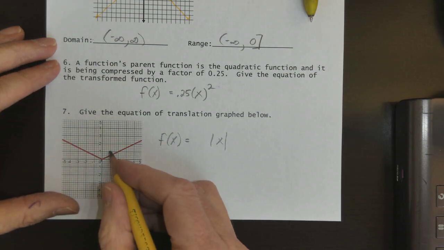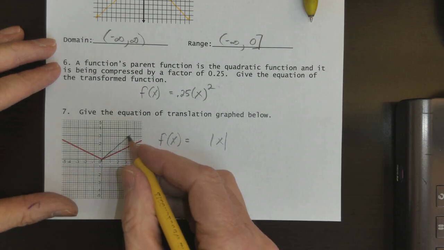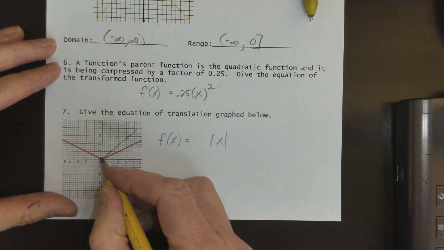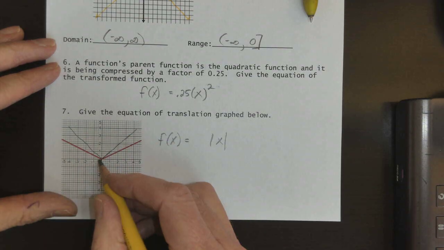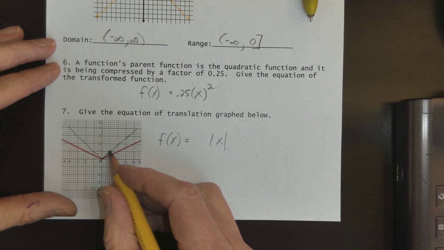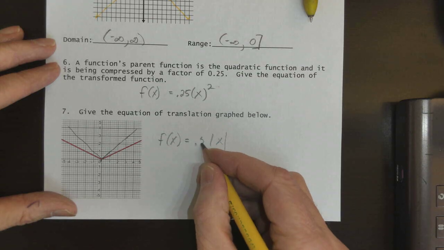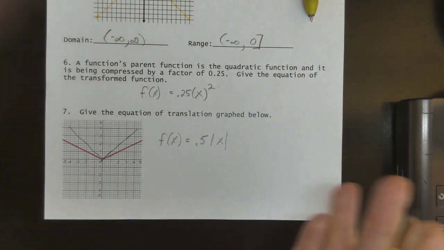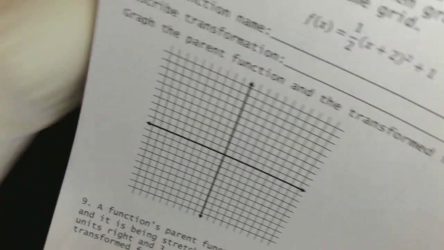But I've got to figure out how much it's being compressed. Normally the parent function would go 0, 0, 1, 1, 2, 2. This is what the parent function would do. Well, instead of going over 1 up 1, it's going over 1 up a half, it looks like to me. So half of that. So it's being compressed. All right.